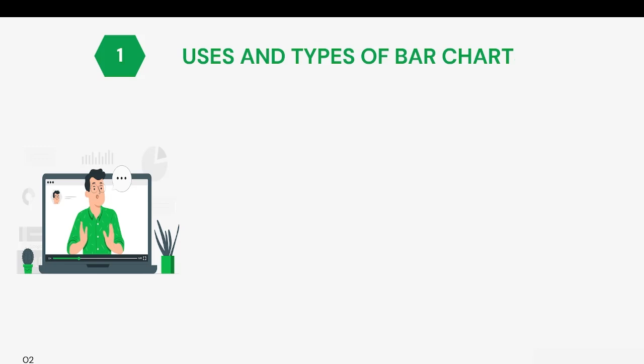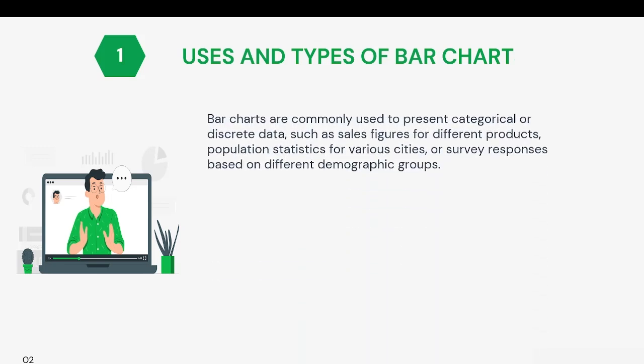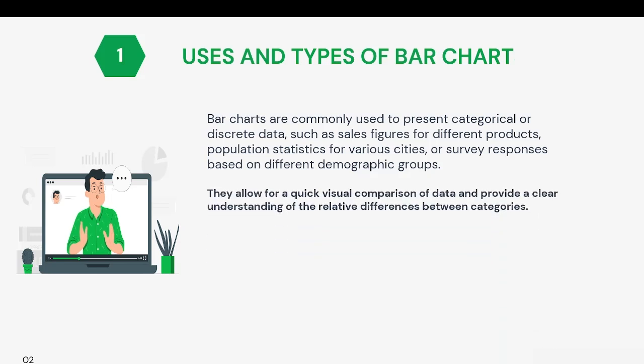Let's understand the uses and the types of bar charts. Bar charts are commonly used to present categorical or discrete data such as sales figures for different products, population statistics for various cities, or survey responses based on different demographic groups. They allow for quick visual comparison of data and provide a clear understanding of relative differences between categories.